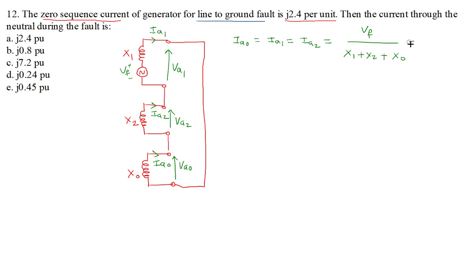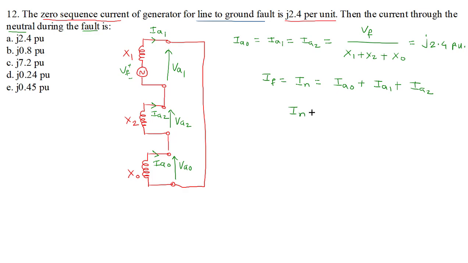Now this current we have been given directly as J2.4 per unit. What is asked? The current through the neutral during the fault. Now we know that whatever fault current is there, that is phase to ground current, the same current will flow through the neutral. So the fault current, that is the neutral current, will be the sum of IA0 plus IA1 plus IA2, because as a standard convention we assume the fault on phase A. So the total fault current in phase A will be IA0 plus IA1 plus IA2.